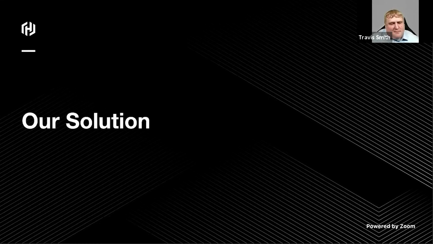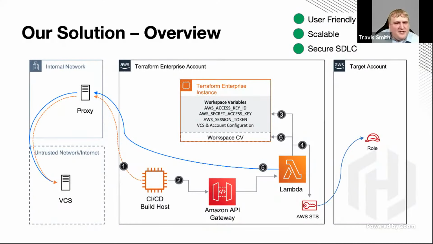So let's jump into our solution. Couple of diagrams here. So first, I'll just kind of go through this. We've got our internal networks and our VCS off to the left, our target accounts, the account we're trying to apply our Terraform to, on the right. And then we have our deployment account here in the middle.